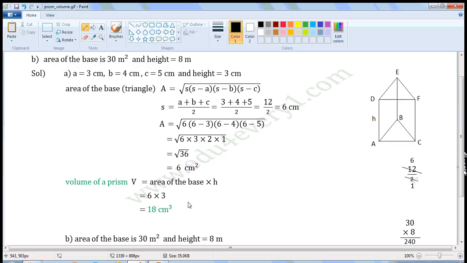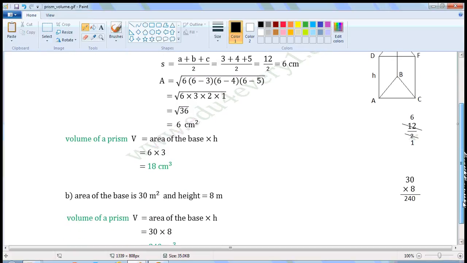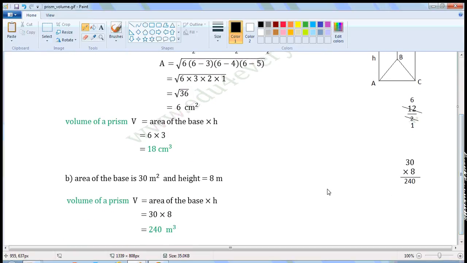The units of area are centimeter square and units of height are centimeters. So units of volume will be centimeter cube. Next one, area of the base is equal to 30 meters square and height is equal to 8 meters. We can find the volume of a prism using the formula V is equal to area of the base into height. Substitute the values of area of the base and height in this formula to find volume.